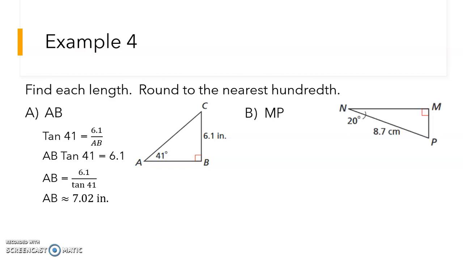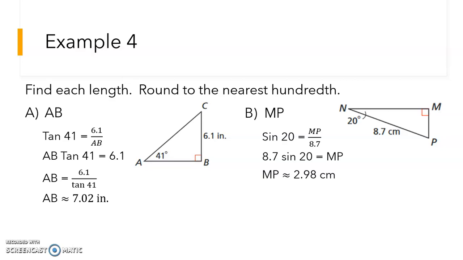In part B, they ask you to find the length of MP, which is here. And they've given you angle N is 20. They've given you this side here, which is 8.7. So see if you can decide on a ratio to use, sine, cosine, or tangent, and then see if you can set up an equation and try and solve it. And then press play on this video to see if you're right.